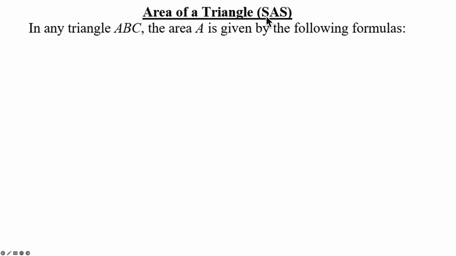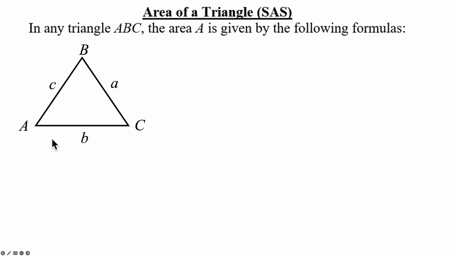Up next, we're going to look at the area of a triangle, where you have a side-angle-side relationship. If you want to put this off to the side, I call this the ABC rule, and I'll tell you why it's called the ABC rule in just a minute. So draw any triangle ABC. It doesn't matter if it's acute, obtuse, whatever, this is always going to work.